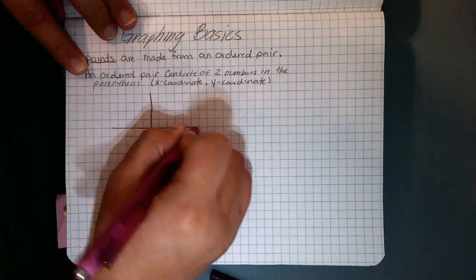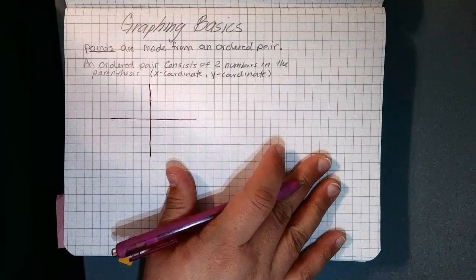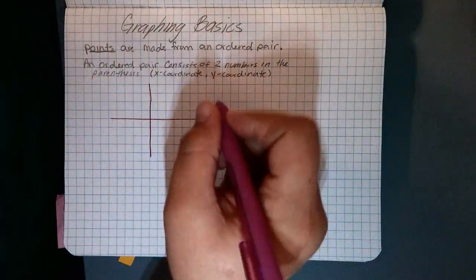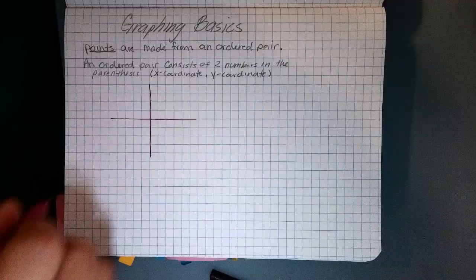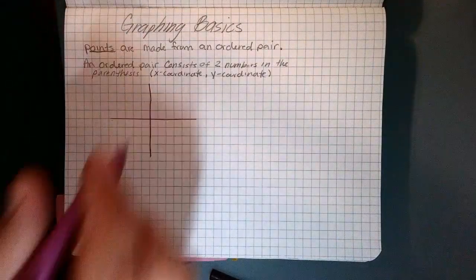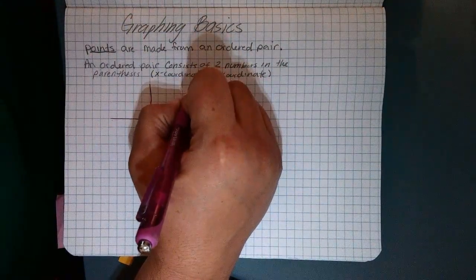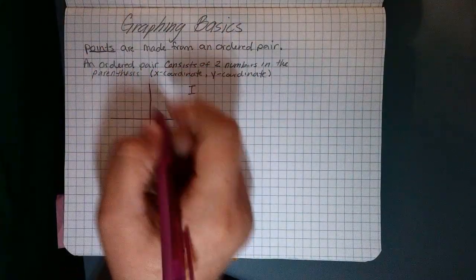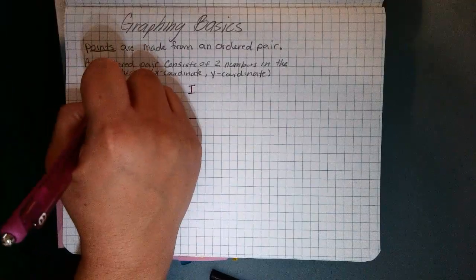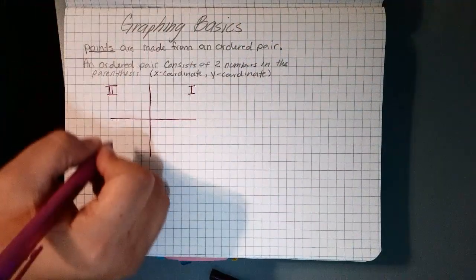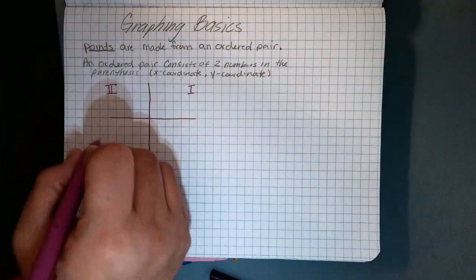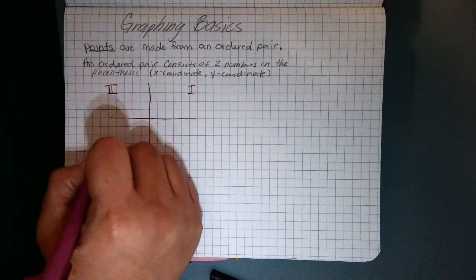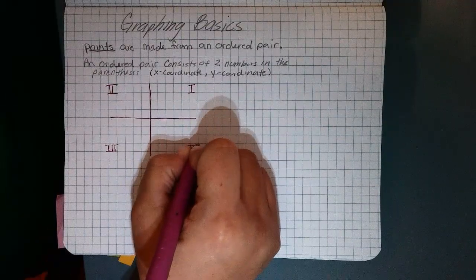So for example, here's our coordinate plane. We break up a coordinate plane into four quadrants. Quadrant 1 is in this top corner over here, and then we're going to go counterclockwise to give us quadrant 2. Quadrant 3 is over here in this corner, and then finally quadrant 4.